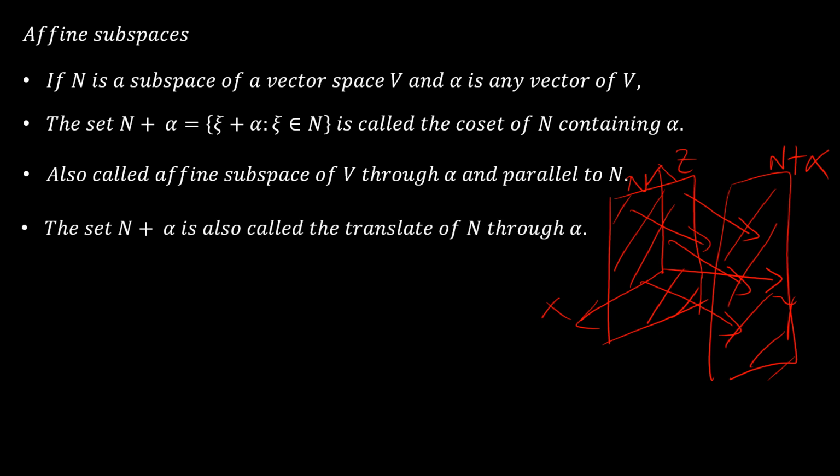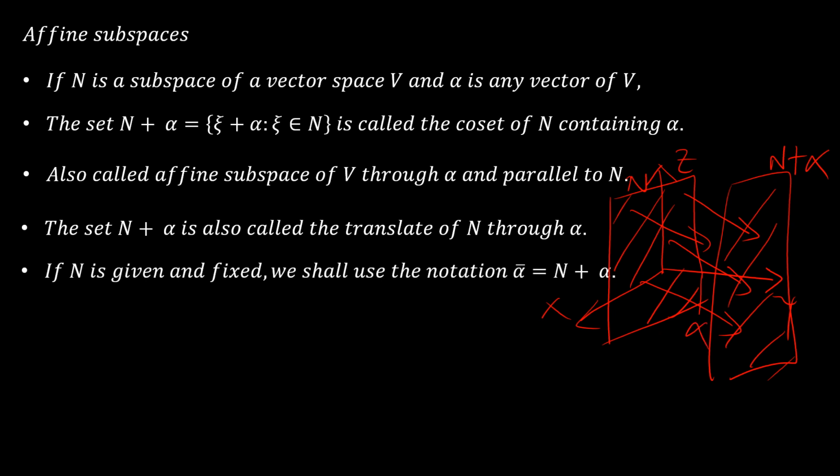It's also very interesting. We can also say that the set N plus alpha is also called the translate of N through alpha. If N is given and fixed, we shall use the notation alpha bar for this new subspace N plus alpha. Let's look at some of the properties of affine subspaces.